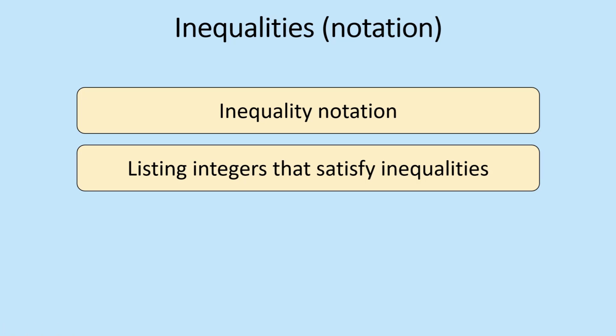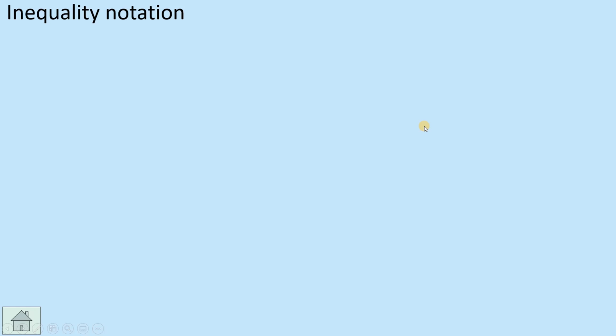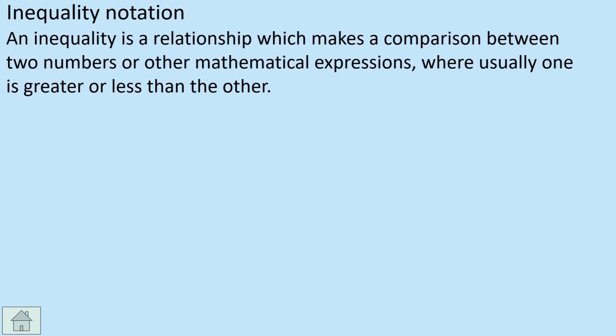Today we're going to look at inequalities, specifically the notation of inequalities. Okay, so let's move on. So what is an inequality first of all, and what's it all about? Well, an inequality is a relationship between two numbers normally, or it can be expressions or algebra as well, where one is typically greater or less than the other. So that's really what an inequality is.